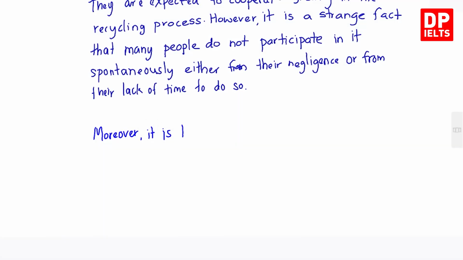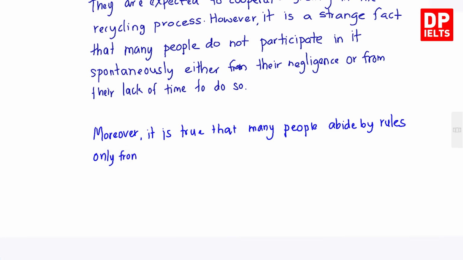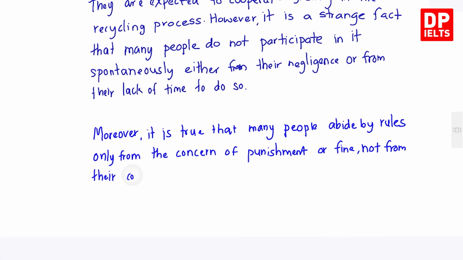it is true that many people abide by rules only from the concern of punishment or fine, not from their conscience.